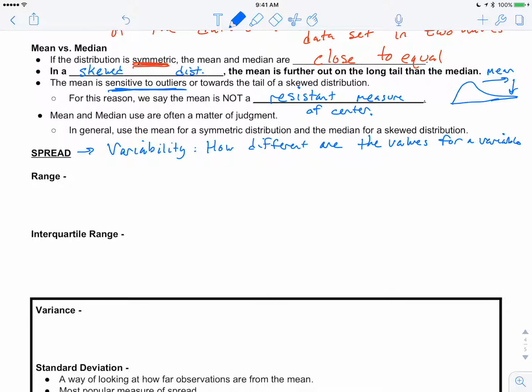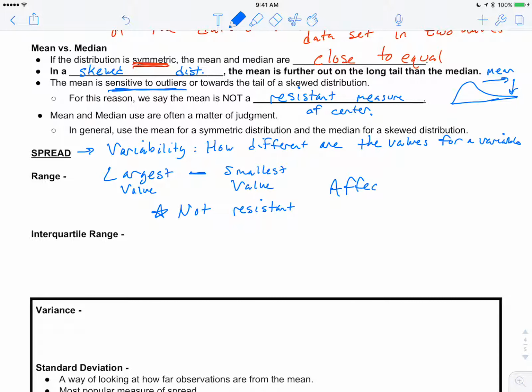Okay. Range. Again, this is very basic. Spread: largest minus the smallest. Or more specifically, it's the largest value minus the smallest value. It's worth noting that if you have an outlier, your outlier will be the largest or smallest value, which makes the range not resistant. It is affected by outliers, you could say. That's what that means. Not resistant, affected by outliers.